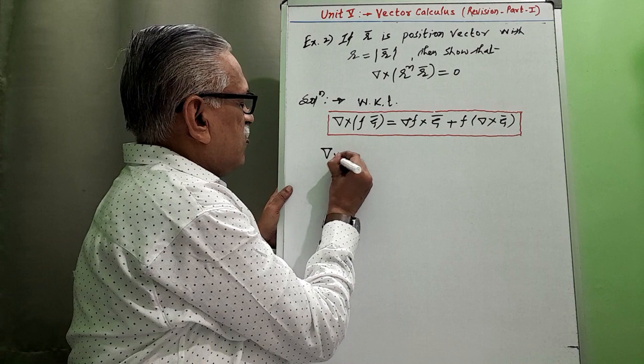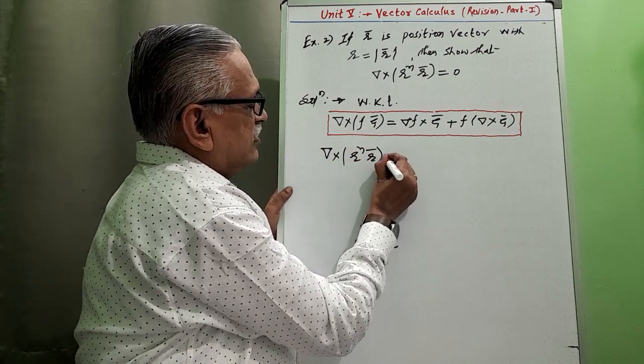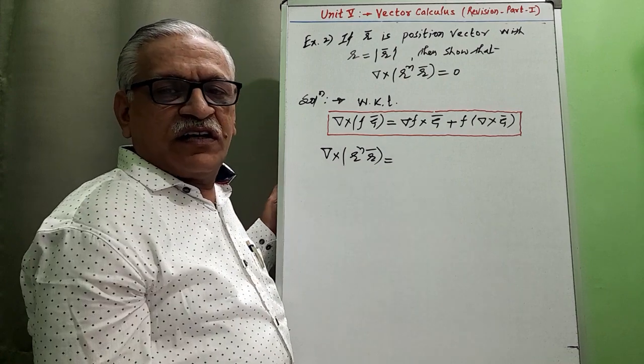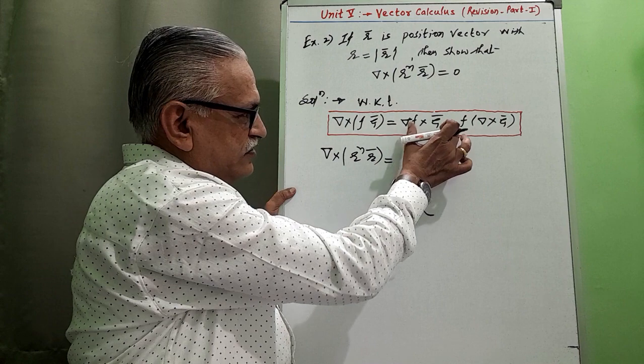and therefore applying this, it is del cross of r raised to n into r bar is equal to, the first function is a scalar function and the second function is a vector function, therefore we can apply this result.